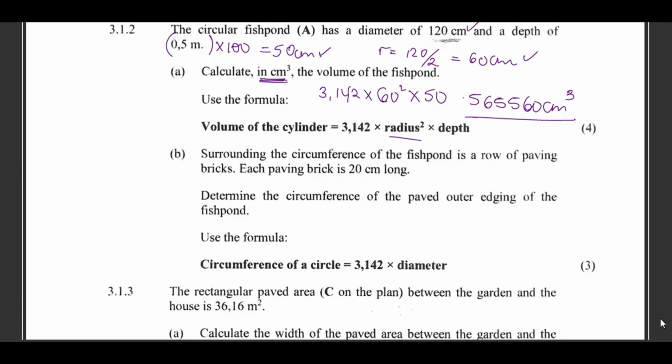They're telling us the surrounding of the circumference of the fish pond is in a row of paving bricks. Each paving brick is 20 centimeters long. Determine the circumference of the paved outer edging of the fish pond. We don't have it. This could have been pi times the diameter, which is 120.